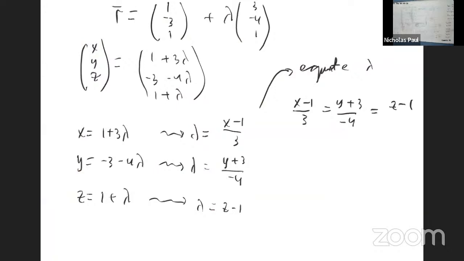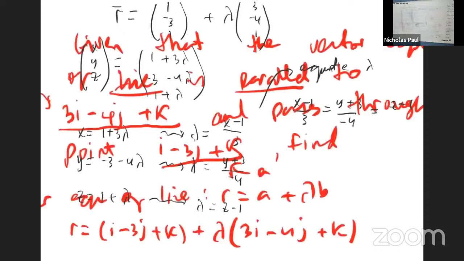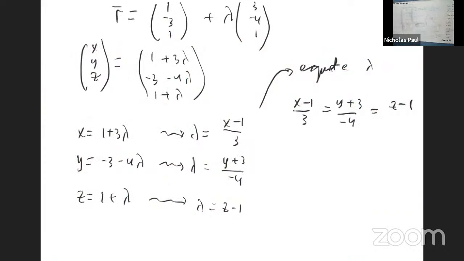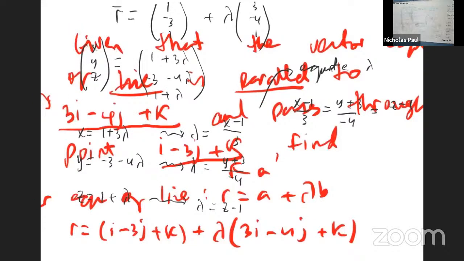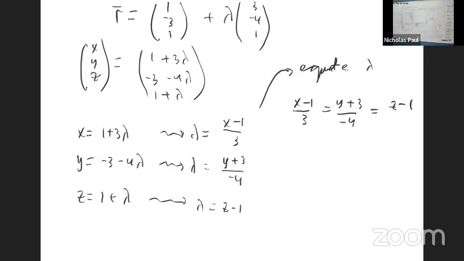So the point was (1, -3, 1), and the parallel vector was (3, -4, 1). What did you do wrong there? You may have made a mistake and put the direction vector in the wrong place.